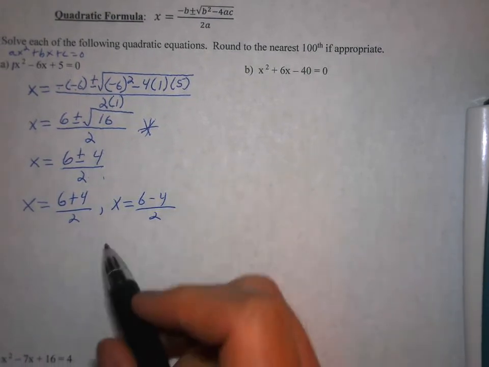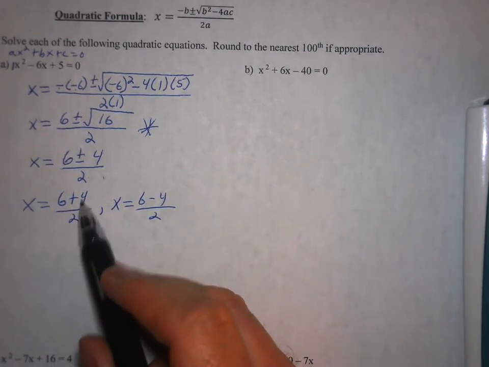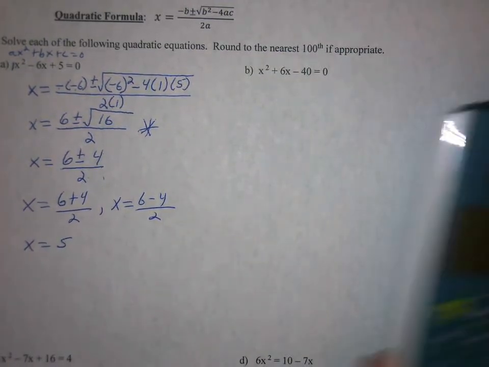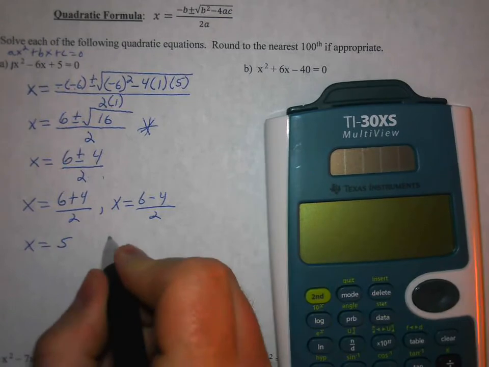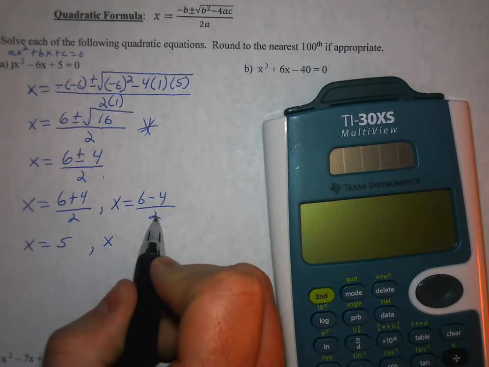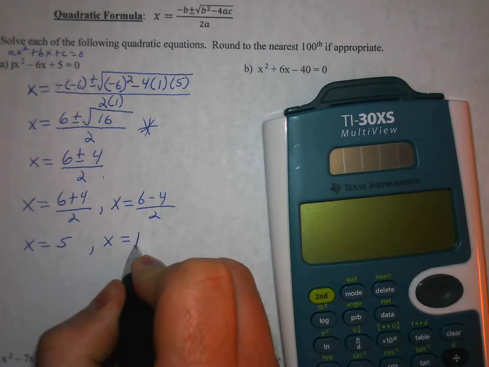And then to solve it, 6 plus 4 is 10, divided by 2 will give you 5. Now you have to be careful in your calculator. And so let me get you the second answer here. 6 minus 4 will be 2, divided by 2 is positive 1.